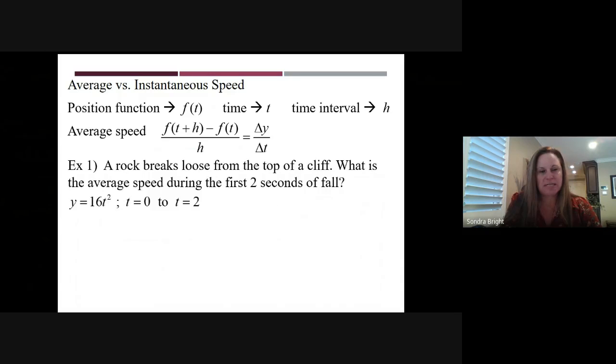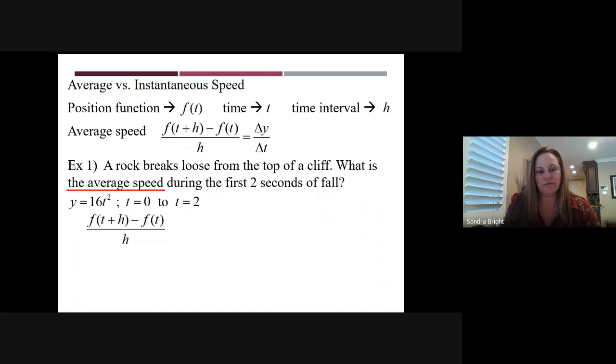Let's look at this first example. A rock breaks loose from the top of a cliff. What is the average speed during the first 2 seconds of the fall? And they give us this function of y equals 16t squared. And we've got from t equals 0 until t equals 2. And they want us to find the average speed.